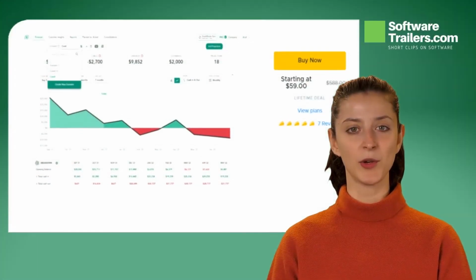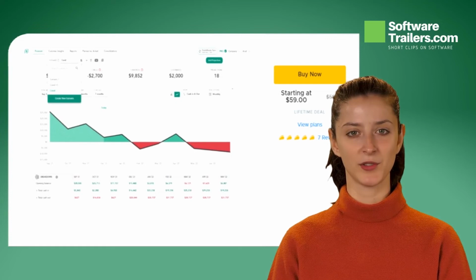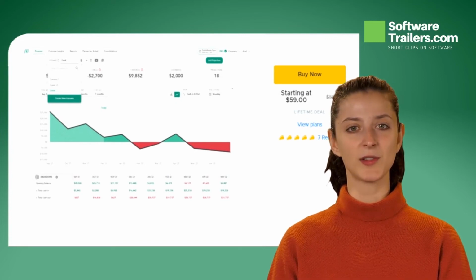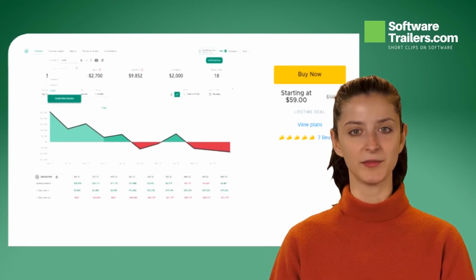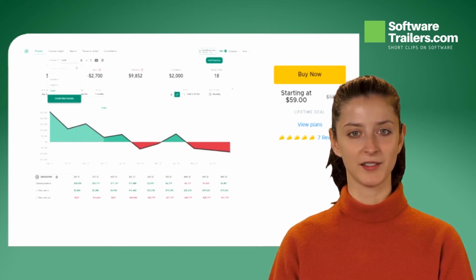If you're looking for a reliable, affordable, and easy-to-use cash flow forecasting tool, Cash Flow Frog is definitely worth considering. It can help you budget smarter and make more informed decisions about your business finances.